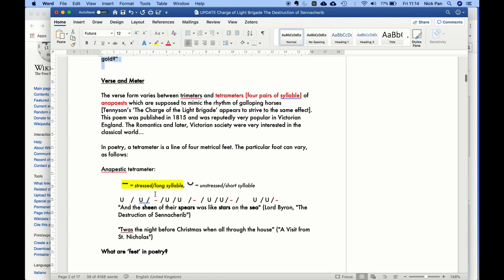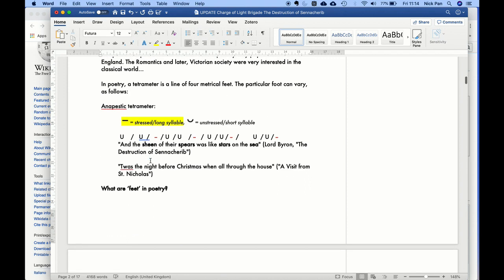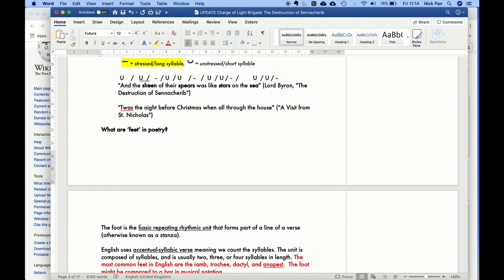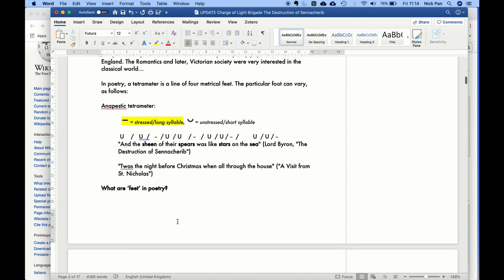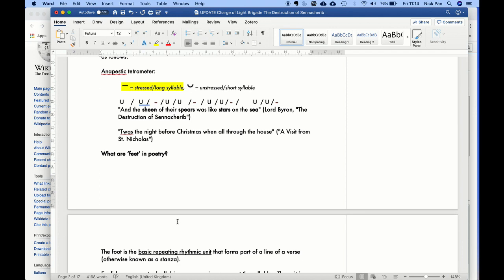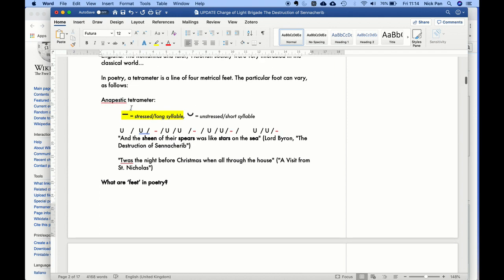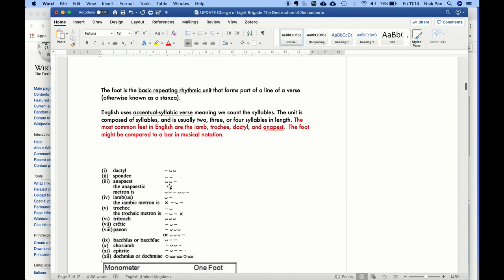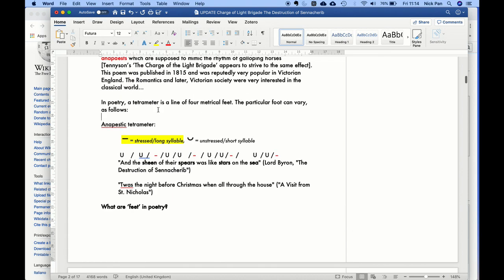But let's talk a little bit about verse and meter. So verse form is composed of lines, and those lines are made up of feet, which are basically a repeating rhythmic unit. It's any one of these. So whether it's an anapest, where we have two unstressed followed by a stressed long syllable. So unstressed, unstressed, stressed, unstressed, unstressed, stressed. So the stress is basically the long syllable.